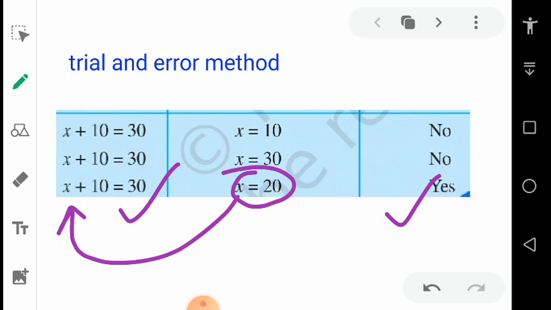Now as you have seen, this method takes some time because we are taking different values of x again and again. If we don't get the answer, we continue the process, and if luckily we get the answer, we stop. So this is not comfortable. Now what should be the proper method? We discuss this in this video and we'll try to solve a variety of questions.